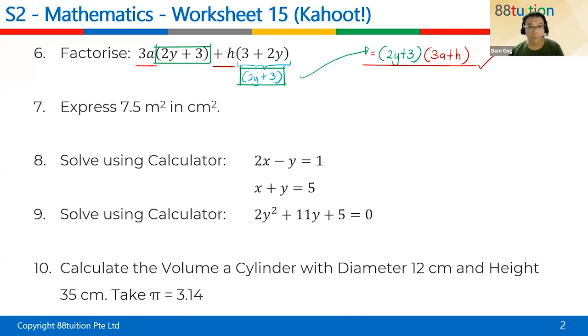Correct or not? So you must be able to see that 2y plus 3 and 3 plus 2y are the same. They are common. Common, do what? Take it out. Take out the common term. What is left over is 3a plus h.